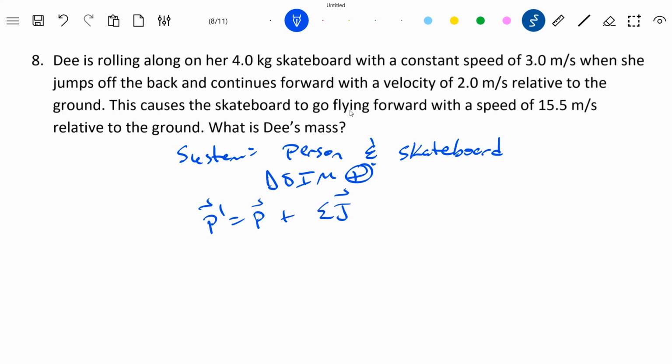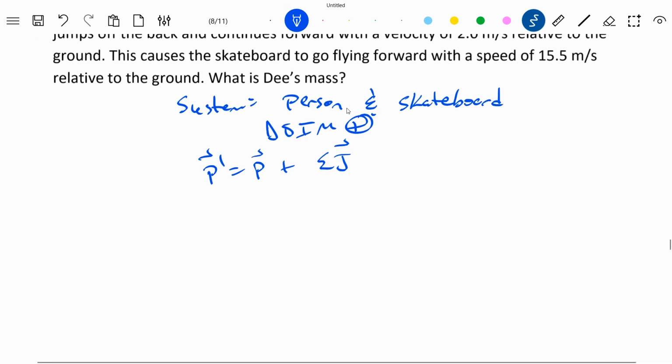Honestly, I think for the next worksheet I'm going to give up and stop writing in vector symbols. They are vectors. As long as you're accounting for direction, I'm usually happy to be a bit lazy with that notation. But I'll stick with it for the rest of this worksheet. So P prime equals P plus the net J.